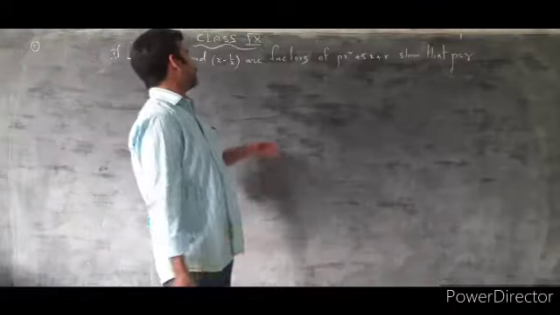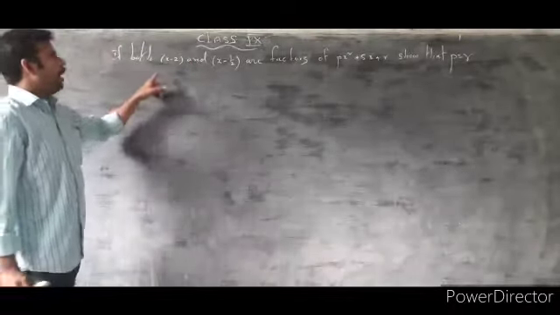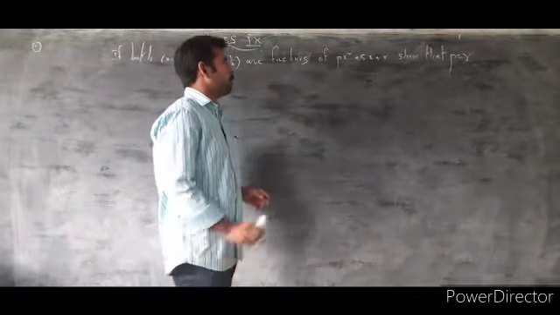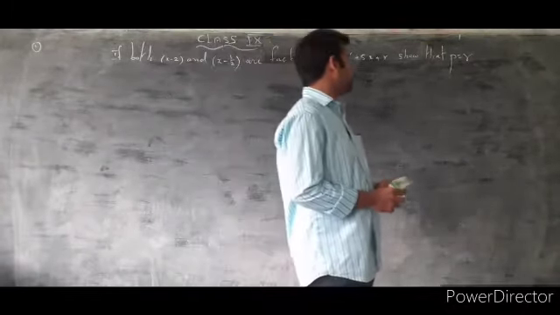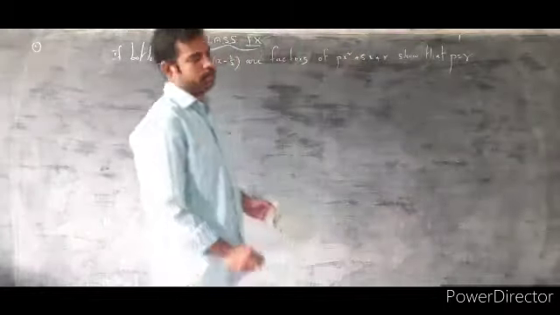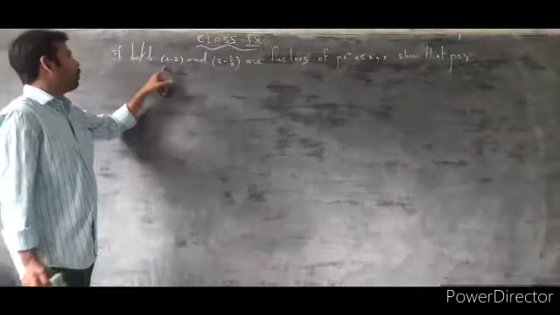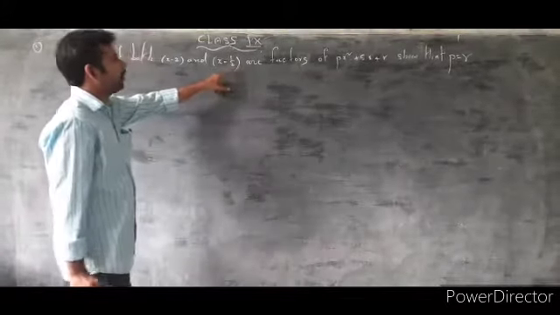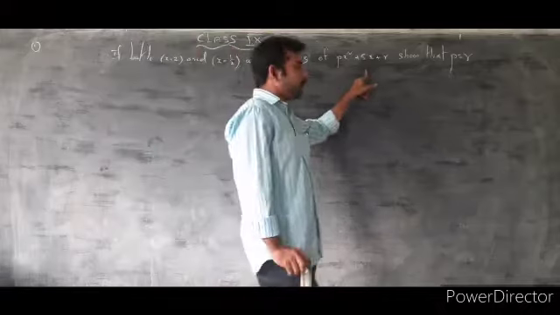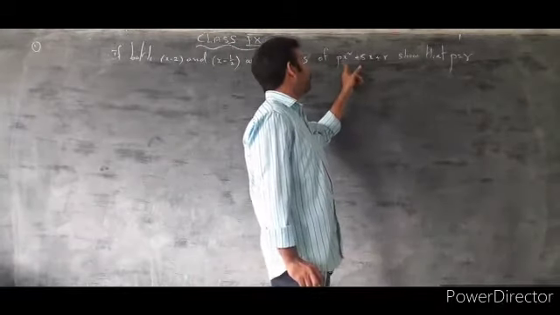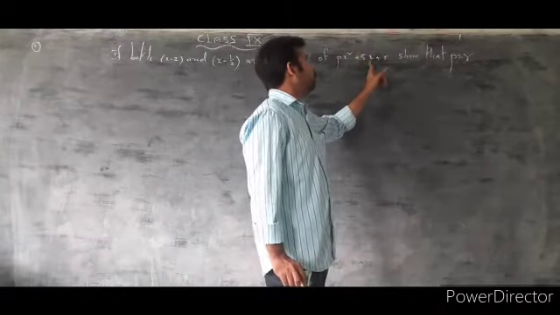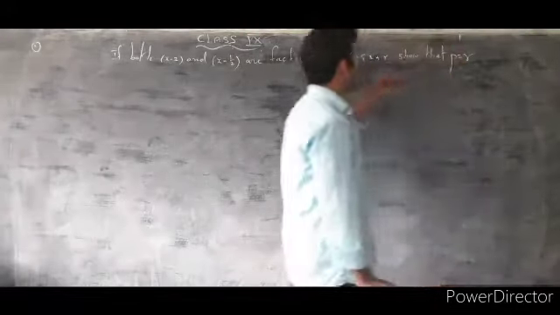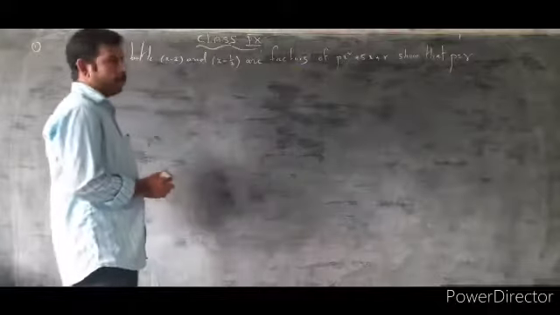Now we discuss the ninth class problem. If both x minus 2 and x minus half are factors of px square plus 5x plus r, show that p equal to r. Here p of x means px square plus 5x plus r, so that the two variables p and r are equal.